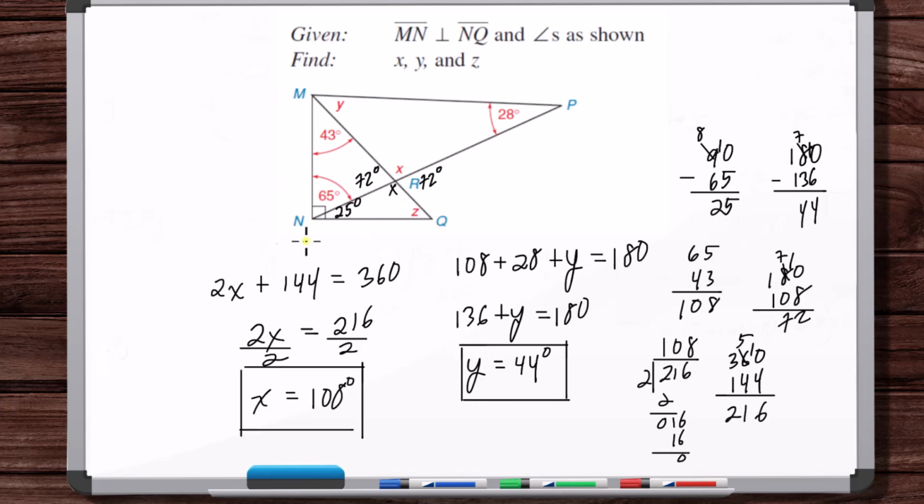Okay, now we also have 25 plus 108 plus z needs to be equal to 180. So 108 plus 25 is 133. So now 180 minus 133 is 47. So z is equal to 47.